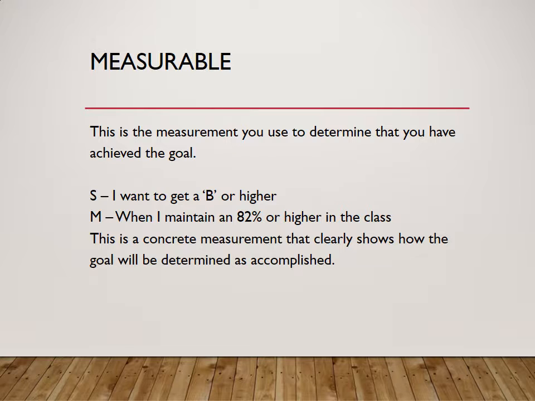So here we have, I want to get a B or higher. Now your measurement becomes when I maintain an 82% or higher in the class. 82% is the minimum level for a B. It's a very clear line that shows you how you can determine the goal as being accomplished.